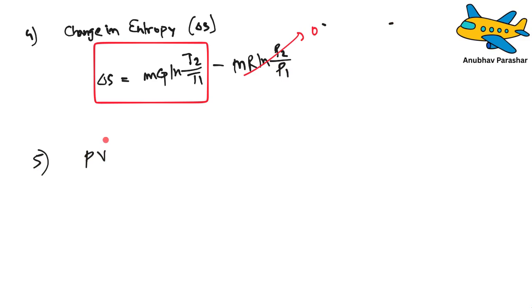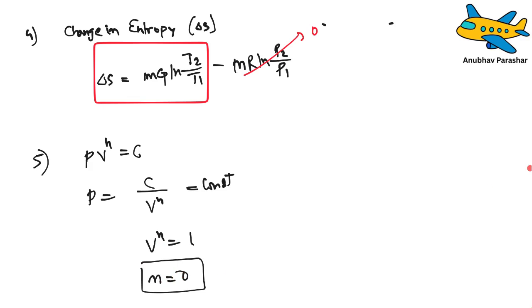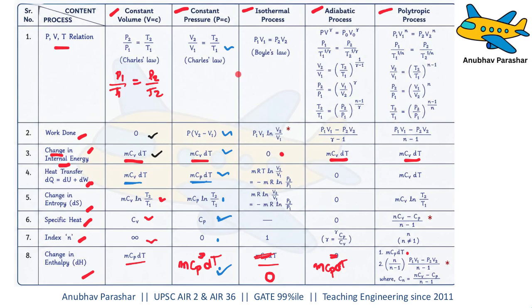Now talking about the index n. P v to the power n is equal to constant. This implies P is equal to constant divided by v to the power n. Now we know P should be constant. This can only be constant if v to the power n is equal to 1, so the value of n should be equal to 0. So always remember, for a constant pressure process, the value of index n is always going to be 0. Have we recreated all the points here? Yes, we have recreated all of them.